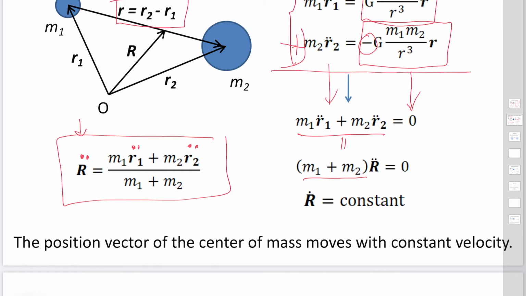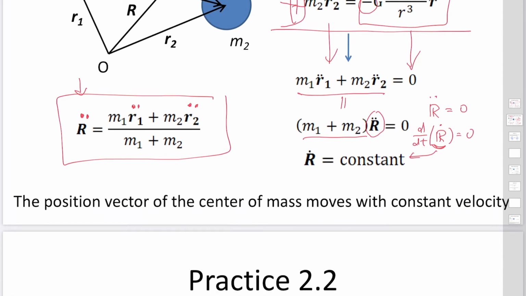Then from this equation, the second derivative of R is 0. This means d/dt of R dot is 0. Then the quantity inside the parentheses has to be constant, so capital R dot has to be constant. This means the position vector of the center of mass moves with a constant velocity. So we can solve the equation for the center of mass.